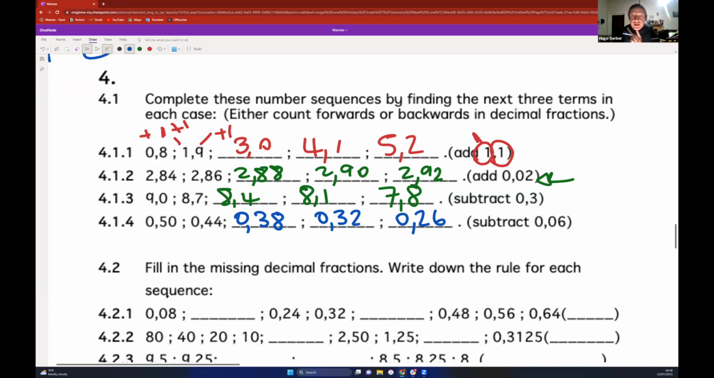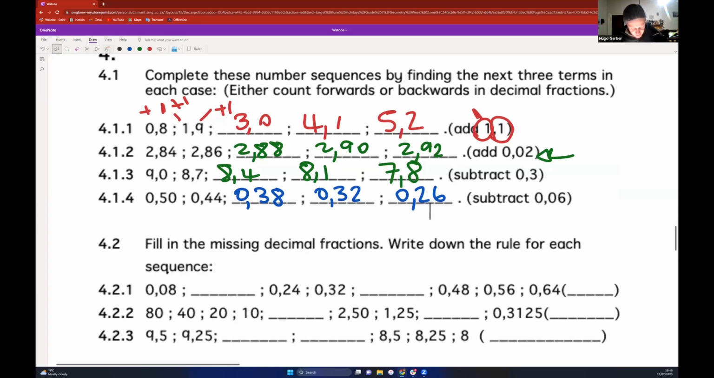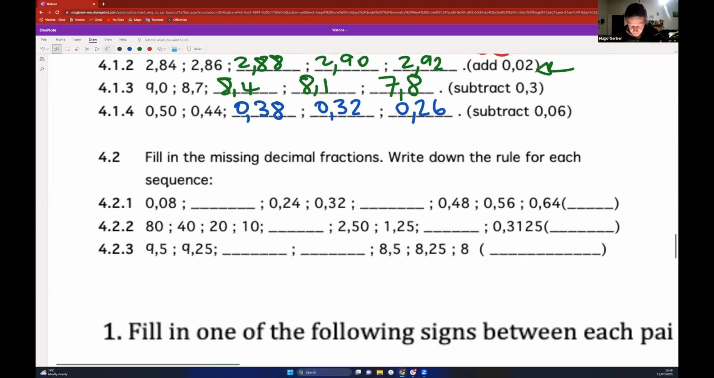Okay? So do not ever get freaked out if you see decimals. It's still math. It's still normal. It's still all the same. Okay. All right. Let me scroll down and then I give you all a second to look at 4.2.